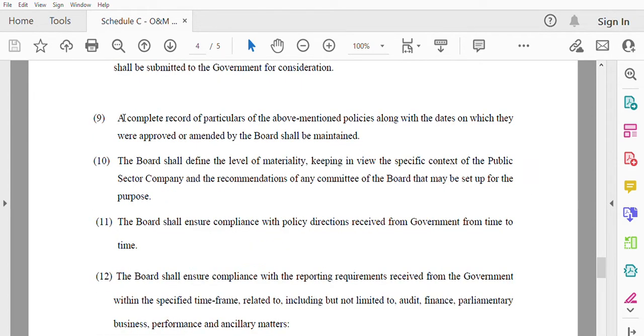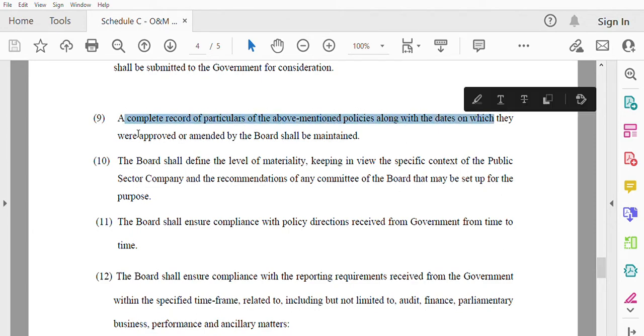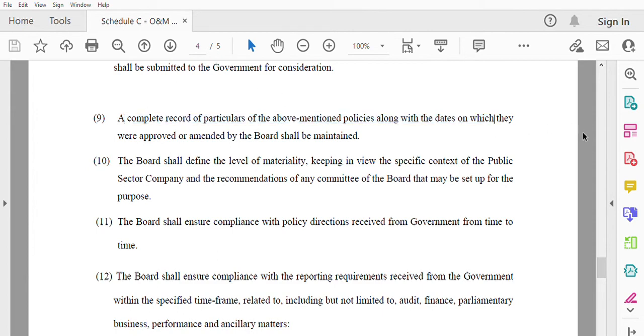And just having these policies is not sufficient, but a complete record of particulars of the above mentioned policies, along with the dates on which they were approved or amended by the board, shall be maintained. So this is also really important, that a policy should have a clear date of issuance and the last review date, and such details, which are helpful in enhancing the quality of the document.